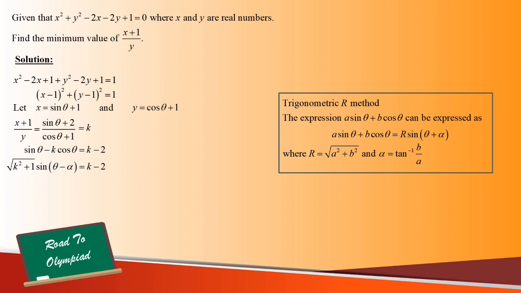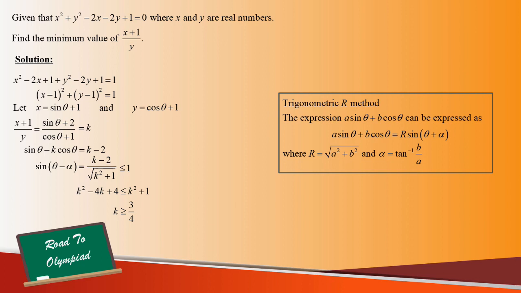And this tells us that sine of theta minus alpha can be written as k minus 2 over the square root of k squared plus 1. And notice that this is a sine function, so the value must be at most 1. From the inequality we obtain here, we can further simplify it into k minus 2 is less than or equal to the square root of k squared plus 1. Squaring both sides and simplifying the equation, we get k is greater than or equal to 3 over 4.